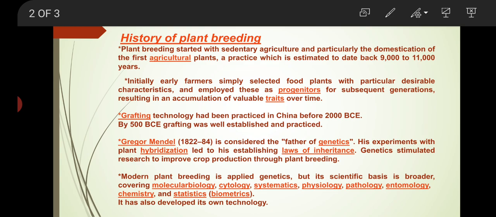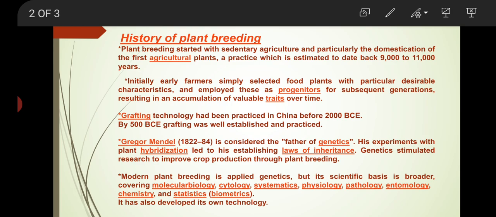valuable traits over time. Grafting technology was practiced in China before 2000 BCE. By 500 BCE, grafting was well established and practiced. Gregor John Mendel is considered the father of genetics. His experiments with plant hybridization led to his establishing laws of inheritance. Genetics stimulated research to improve crop production through plant breeding.